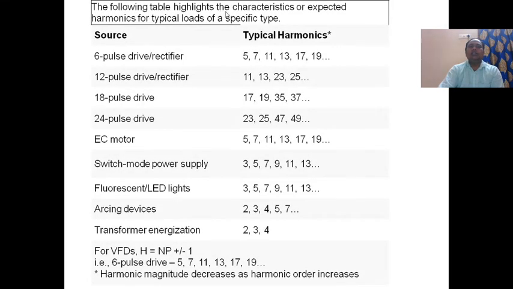The following table highlights the characteristics of expected harmonics from a typical load of a specific type. Please observe the source. A 6-pulse drive or rectifier causes harmonics 5, 7, 11, 13, 17, 19, which is 6 plus or minus 1. 6 plus 1 is 7, 6 minus 1 is 5. In a similar manner, 7 plus 6 is 11. If we take 12 plus or minus 1, plus 1 is 13, minus 1 is 11.